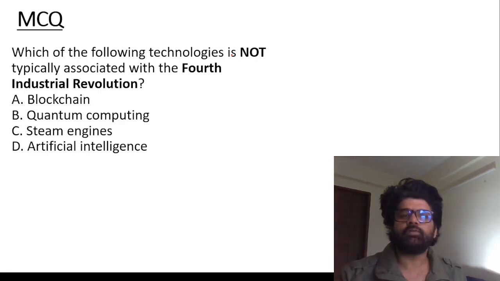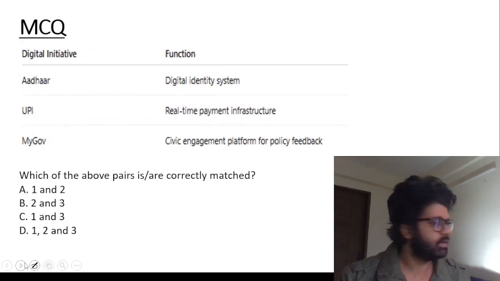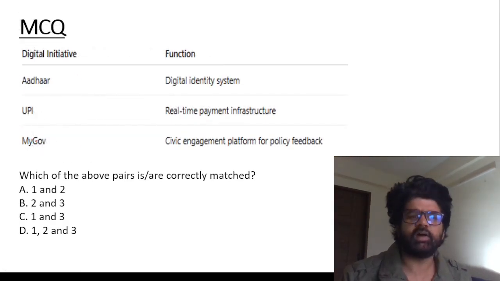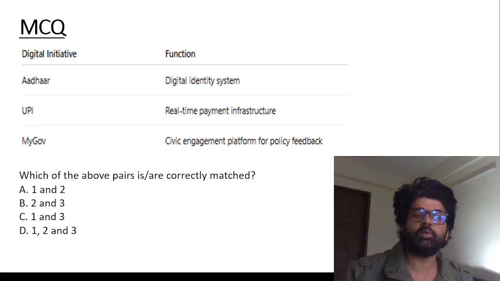Guys, which of the following technologies is not typically associated with the fourth IR? The answer is steam engine, C. Next question. You see these digital initiatives: Aadhaar, UPI, MyGov. You will be like, sir, where did this come from out of the blue? Yes, some questions will be out of the blue in the exam also. How many of them are correctly matched?